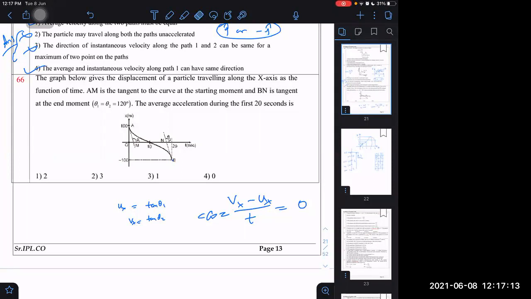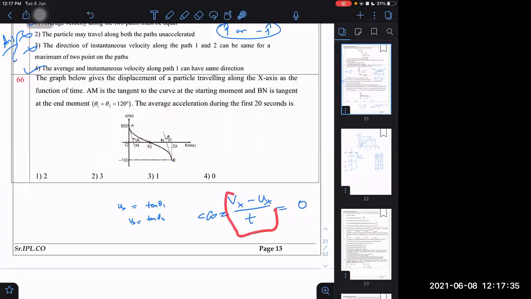Yes, sir. Okay, because in the xt graph we get the velocities from the slope. So some students may get confused here. They may think it is a displacement versus time graph. They will have this idea in mind that the slope of a displacement versus time graph gives us velocity and the area does not give us anything. But then they will think, how do we obtain acceleration, and that too average acceleration?